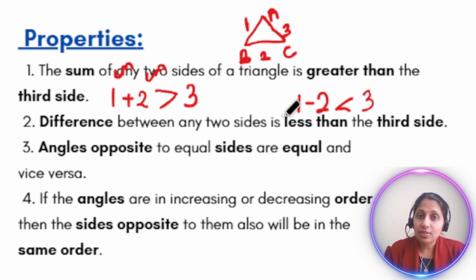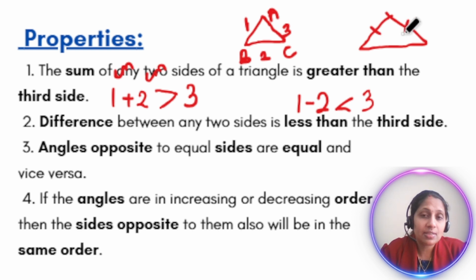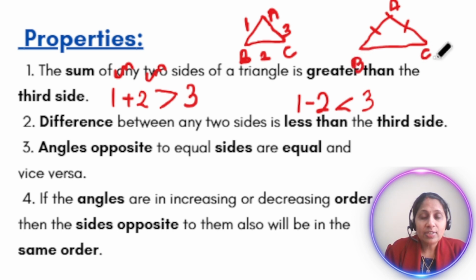Without satisfying this, you cannot make a triangle at all. So you have to satisfy this. And the next one: angles opposite to equal sides are equal and vice versa. What do they mean by that? Say, for example, if you take two equal sides, which means it is nothing but the isosceles triangle, right? Two sides are equal. If you have two sides equal, the angle opposite to the two sides.